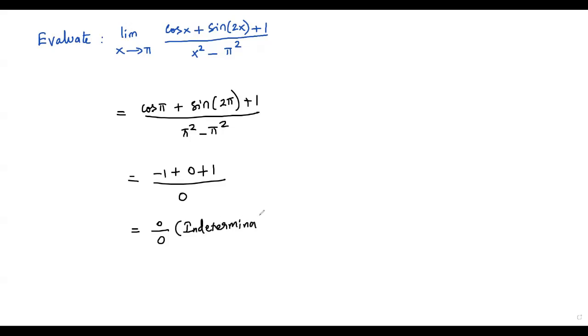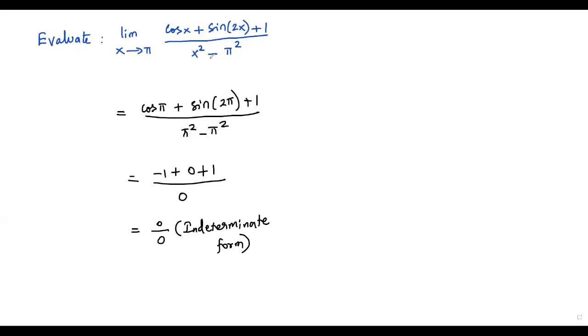Whenever I evaluate a particular limit, if I get indeterminate form, that is 0 over 0, it should not be considered as a final answer. What we need to do is try to simplify the given function if possible. Otherwise, I have to use L'Hopital's rule. What is L'Hopital's rule?